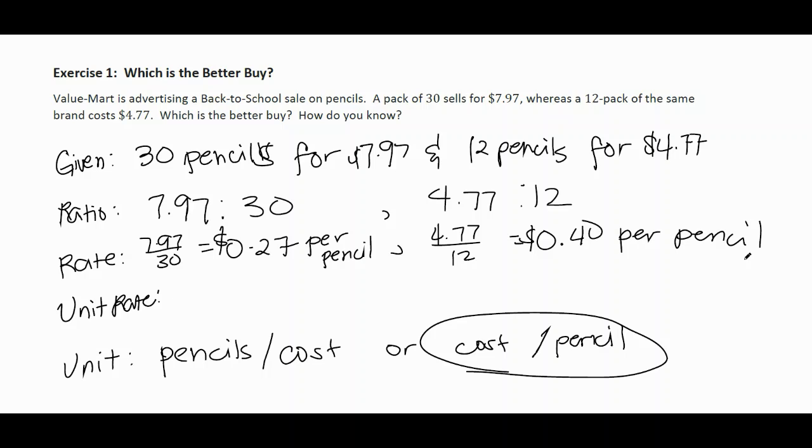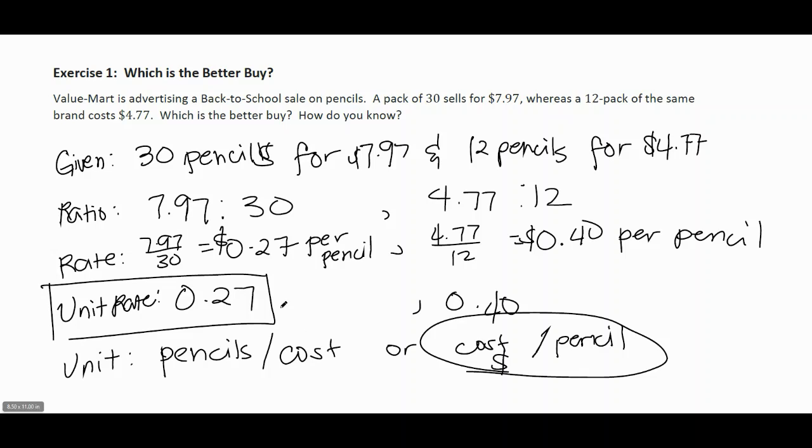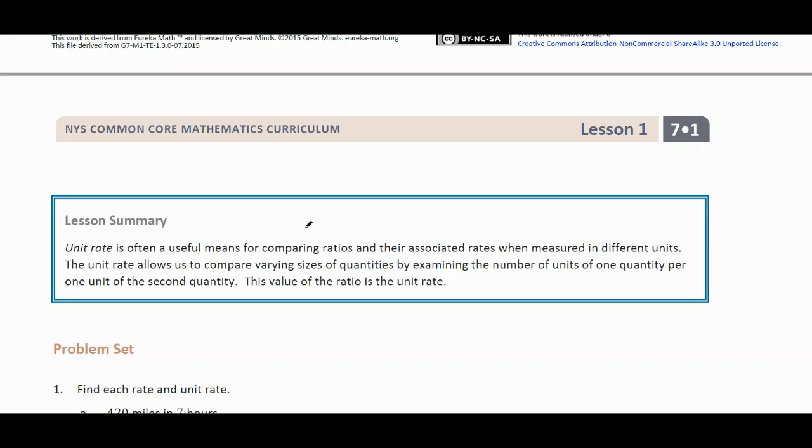So as you can see, we use the cost here, the dollar sign, right? And then per pencil. The slash means per. So our unit rate here is 0.27 and here is 0.40. So basically, the best buy would be this one, the 0.27 per pencil. So you saved more.